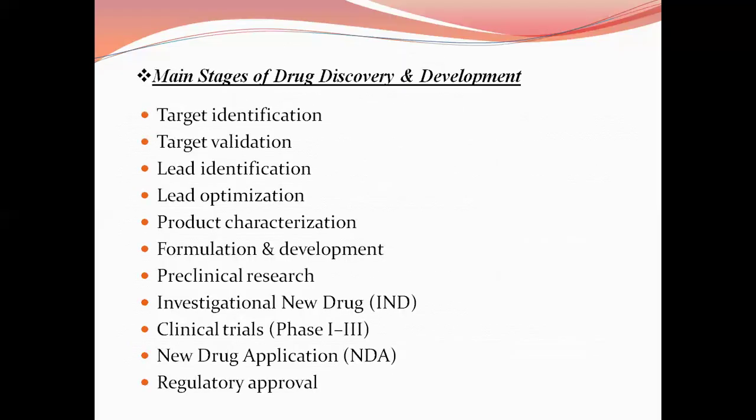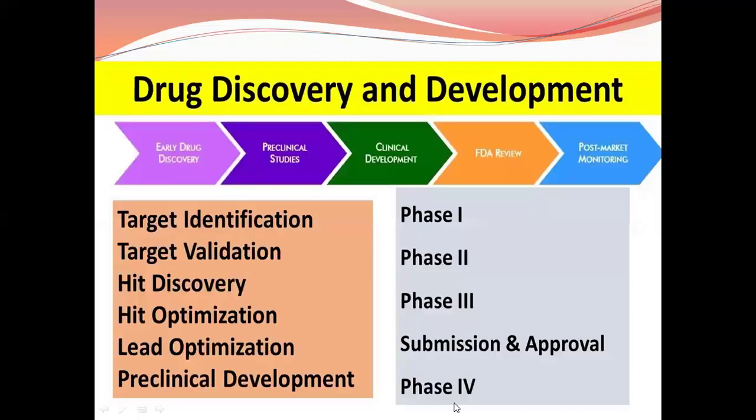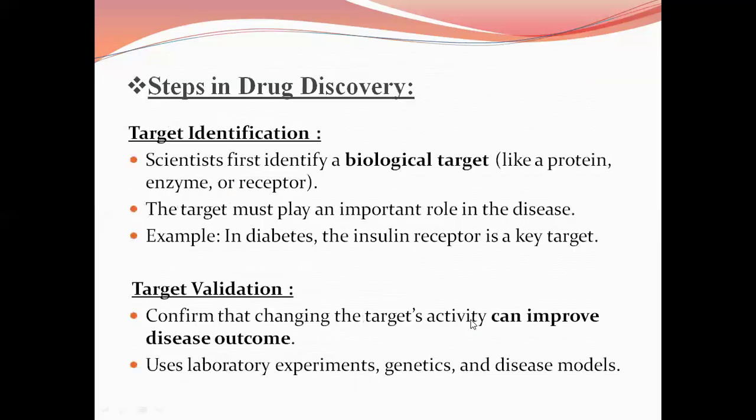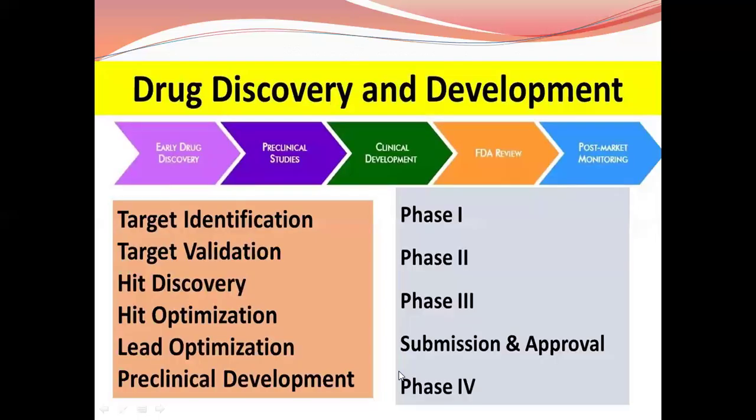Now, the main stages of drug discovery and development. First of all is drug identification, drug validation, lead identification, lead optimization, product characterization, formulation and development, preclinical research, investigational new drug, clinical trial phases 1 to 3, new drug application, regulatory approval. Please see this detail about the drug development process. Drug discovery and development: early drug discovery, preclinical study, clinical development, FDA review, post-marketing.